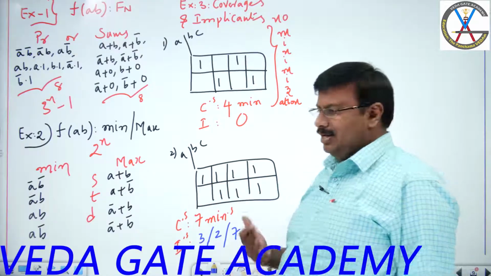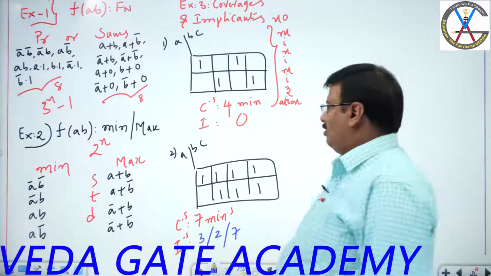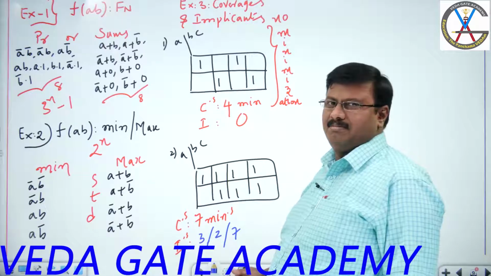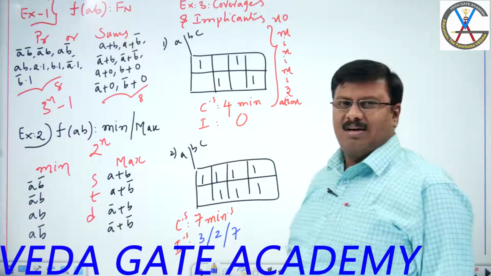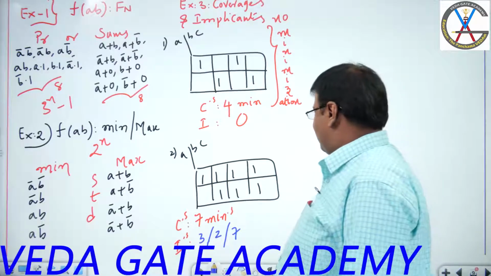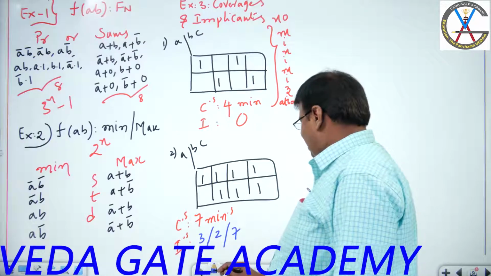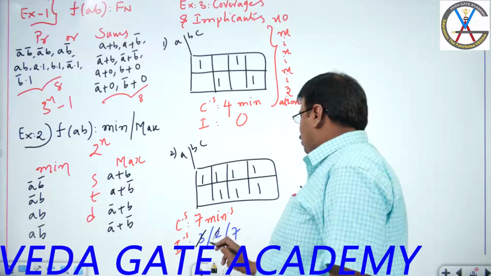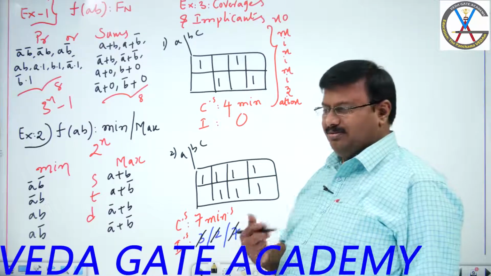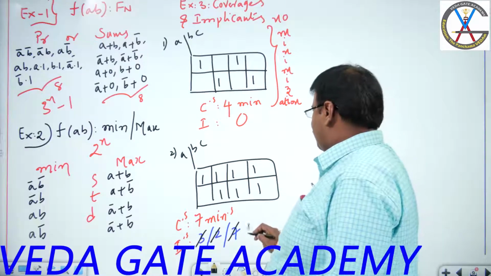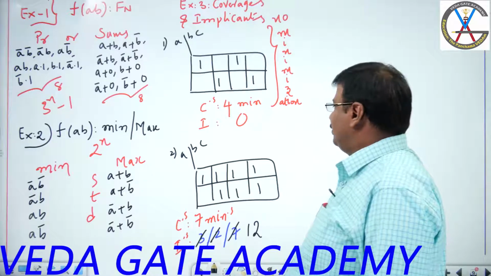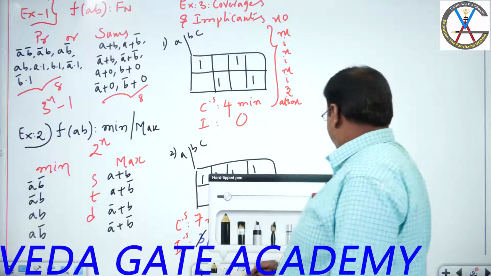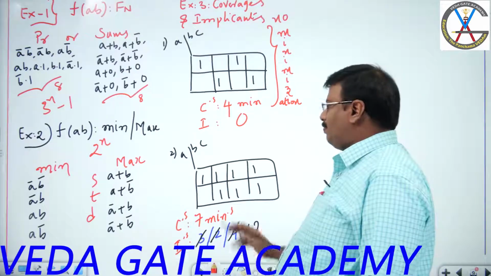Implicants in the sense coverage which can be minimized. Everyone has a minimization, no? At least a pair minimum. Anyhow, the right answer of implicants from this example is definitely neither 3, nor 2, nor 7. As your friends were guessing, the answer is 12. 12 implicants. Now, you see in this map, how many pairs are possible?